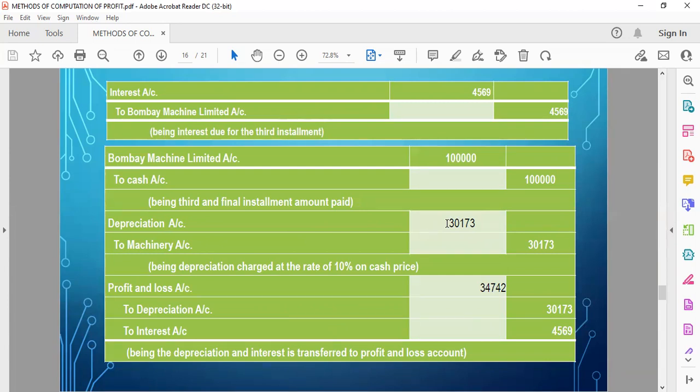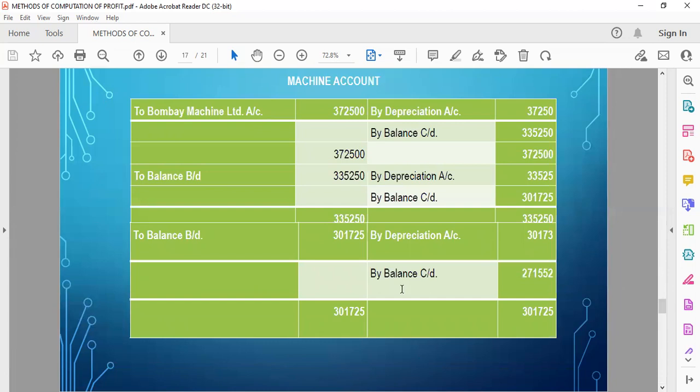Then we can see we are transferring that interest and the depreciation to the profit and loss account. Profit and loss account debtor 34,742 to depreciation account 30,173, then to interest account 4,569, being depreciation and interest transferred to profit and loss account. Then we'll move to the machine account. We should prepare the machine account.